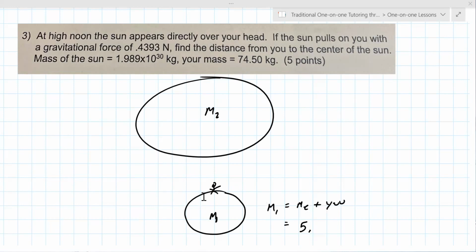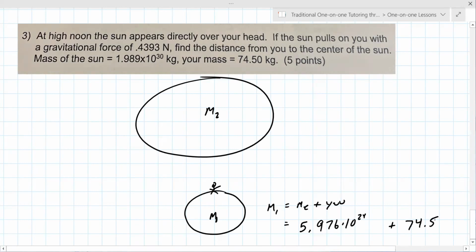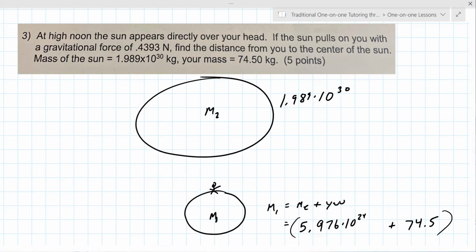Okay. So the mass of the earth here, or M1, is the mass of the earth plus you, and we're just trying to find that number for the mass of the earth. It's 5.976 times 10 to the 24th. That's a number you need to know, plus 74.5. Okay, so that's your M1. The mass of the sun is given, it's 1.989 times 10 to the 30th. Okay. What is this number here? What is this 0.4393? What quantity does that represent?